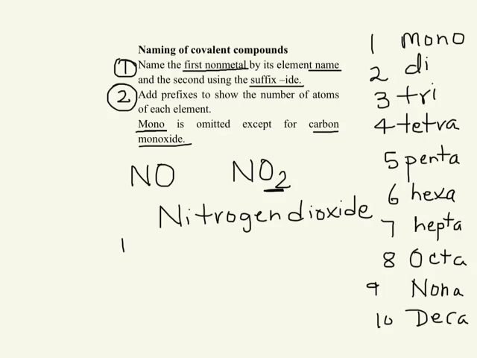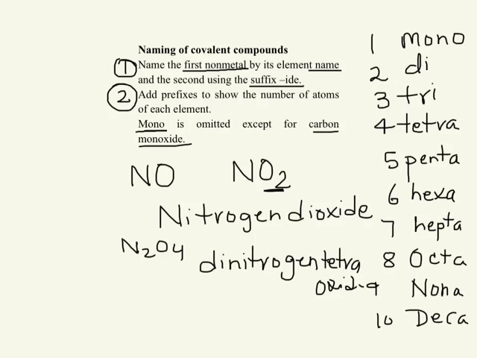What about N2O4? Now 2 nitrogens, so dinitrogen tetraoxide. CS2: carbon disulfide.